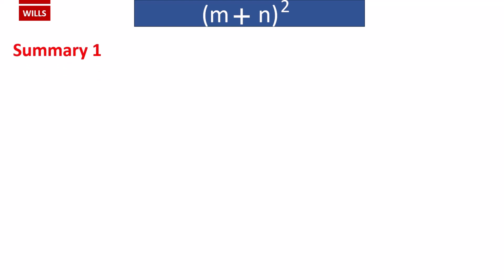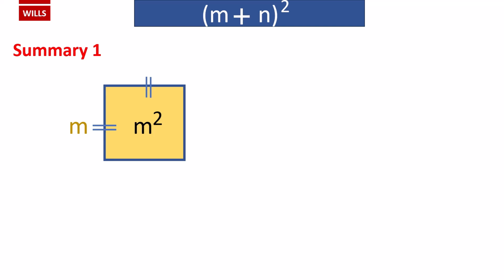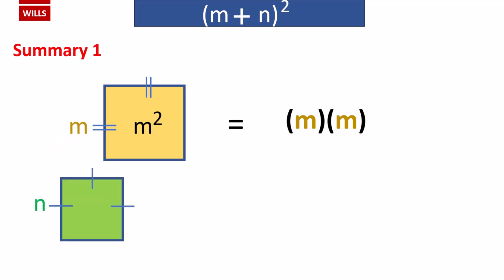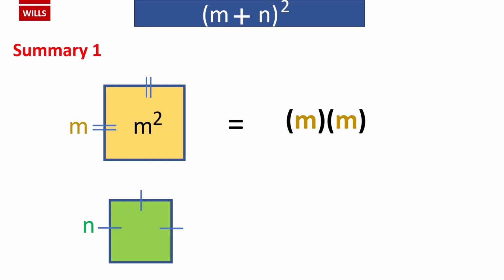Summary 1. We saw that when we had a square with length m, the area was m squared, which is equal to the length times length, which is m times m. We had another square with length n. The area was n squared, which was n times n.